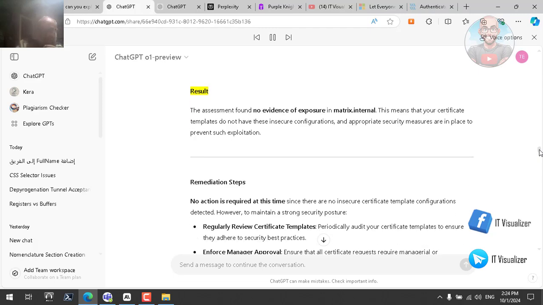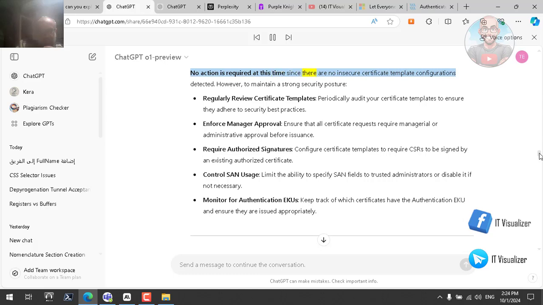Result: the assessment found no evidence of exposure in matrix.internal. This means that your certificate templates do not have these insecure configurations, and appropriate security measures are in place to prevent such exploitation. Remediation steps. No action is required at this time, since there are no insecure certificate template configurations detected. However, to maintain a strong security posture, regularly review certificate templates. Periodically audit your certificate templates to ensure they adhere to security best practices.